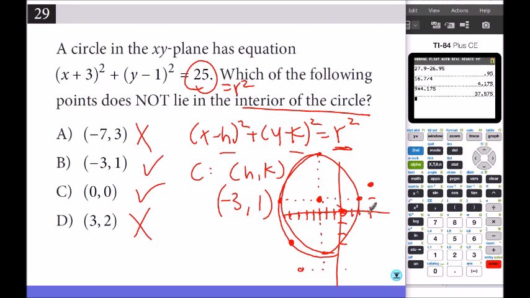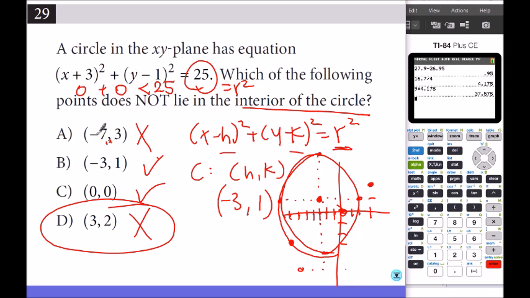So it is D. And what else can you do? You can plug it into the equation. So here, negative 3 plus 3 is 0 squared, so that's 0, plus y is 1, 0 squared. And if that is less than 25, that means it's inside the circle. It is less than. Right? Oh, I was checking this. What about A?